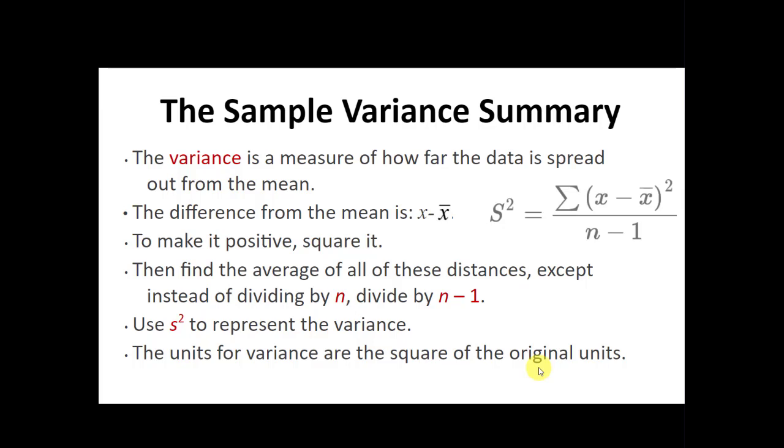Once you find the sum of squares, then you divide by the sample size minus 1. Variance, instead of being represented by the symbol sigma squared, is represented by s squared, and the units of variance are the square of the original units. Okay, if you have a sample, you use the sample variance formula instead of the population one. So it just depends what you're working with, and understanding if you're working with a sample or the population, knowing what you've got.